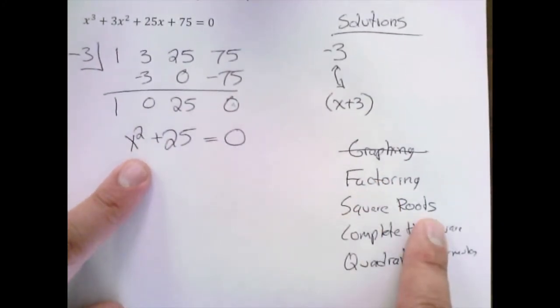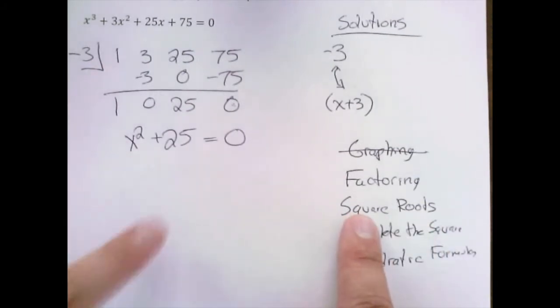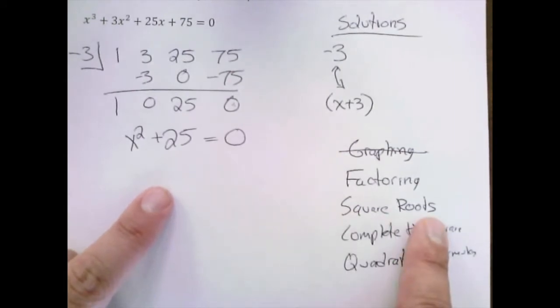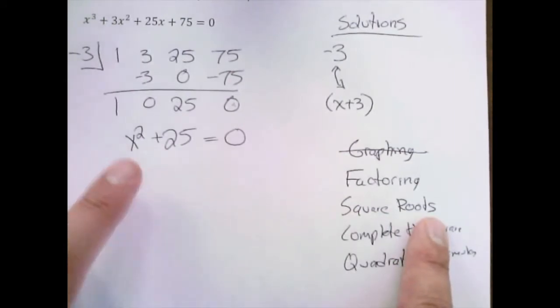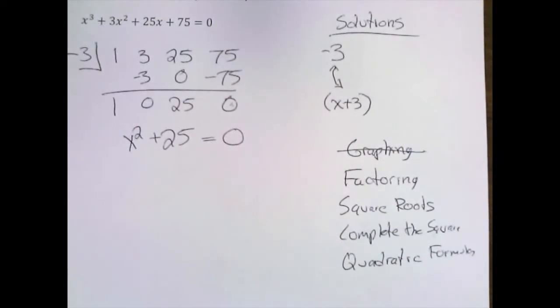Square roots is always an option whenever you just have an x squared term. If you have an x squared and an x term, you can't really use the square roots route. But when it's only an x squared like this one, we should use that, okay? I'll do the square roots here in a second, but you could also try to complete the square, and I would leave the quadratic formula as, hey, nothing else has worked, so that's my last option.